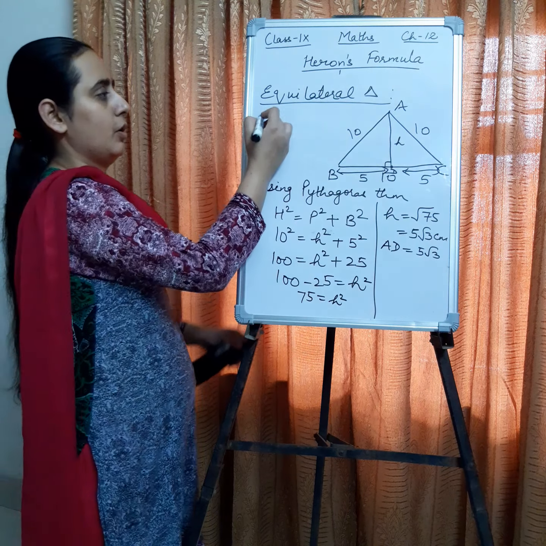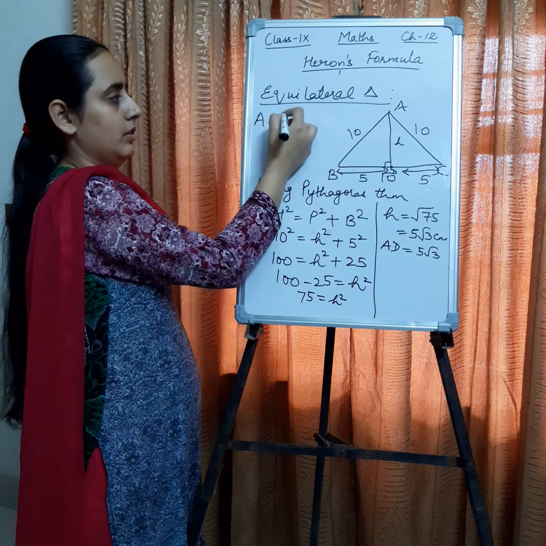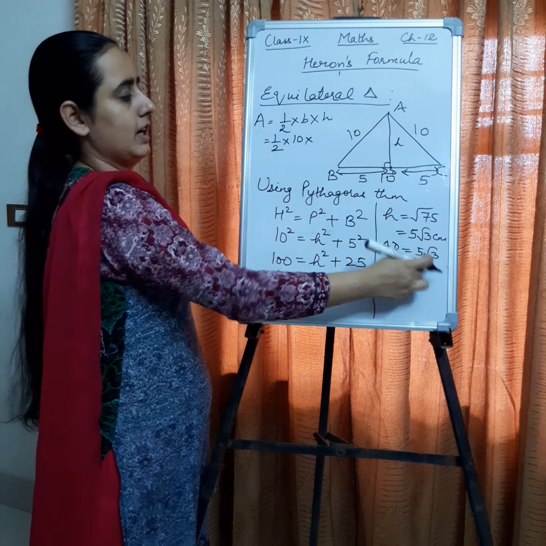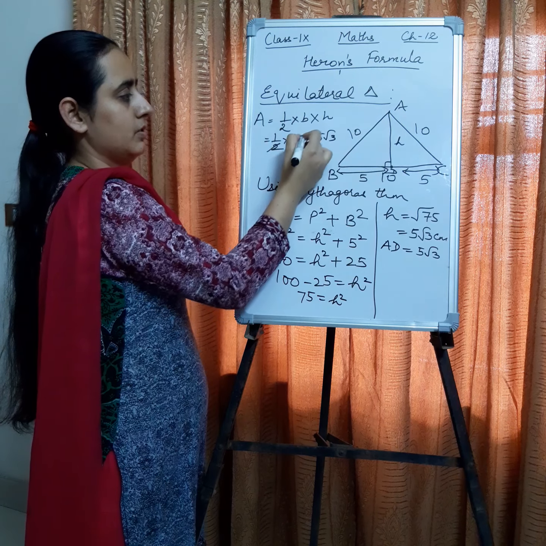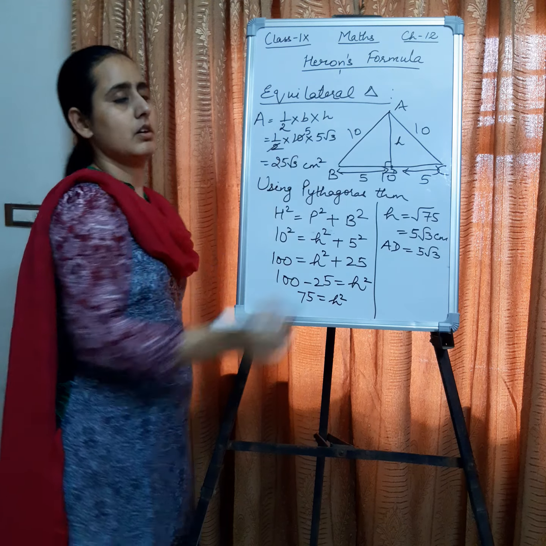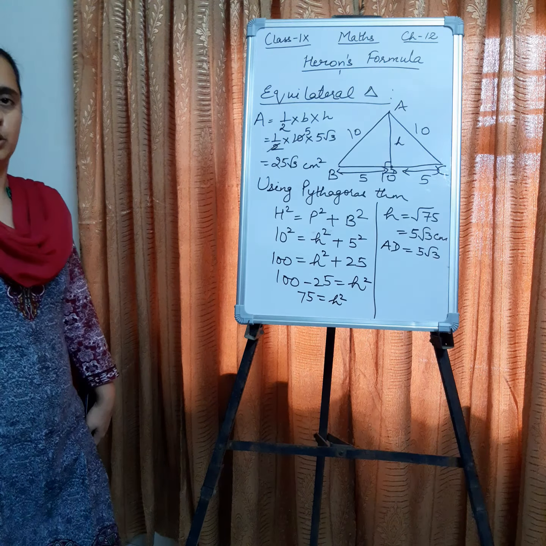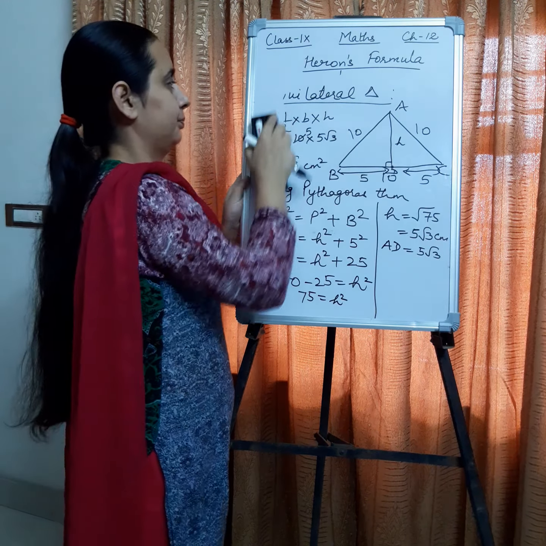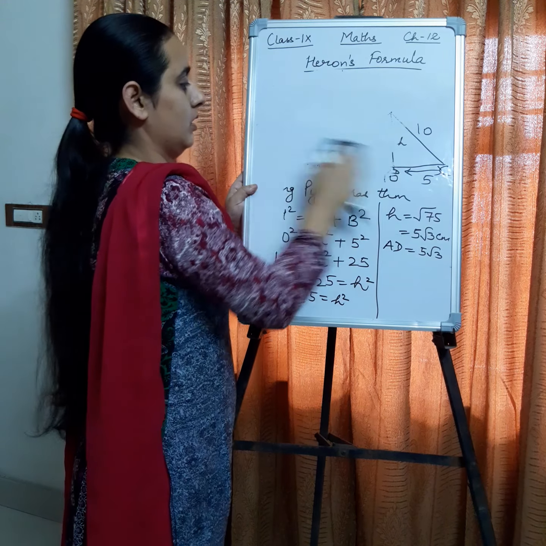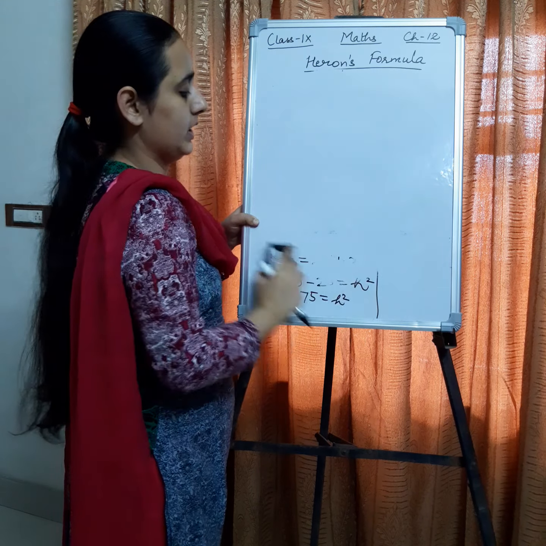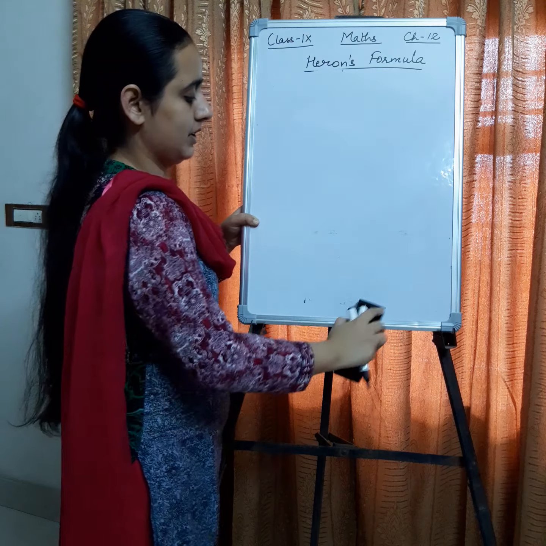So now the formula for area is half into base into height. Half into base is 10, height we have already calculated as 5 root 3. So it will be equal to 25 root 3 centimeter square. Fine. I hope it's clear. Next, let us discuss the third type of triangle. You all would be knowing which is the third type of triangle, that is the isosceles triangle.